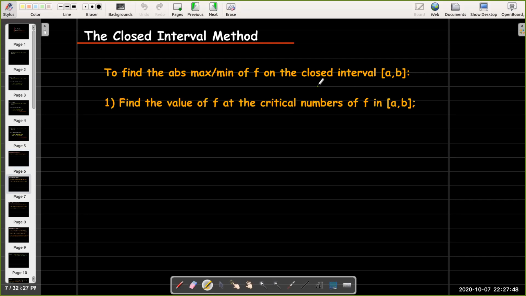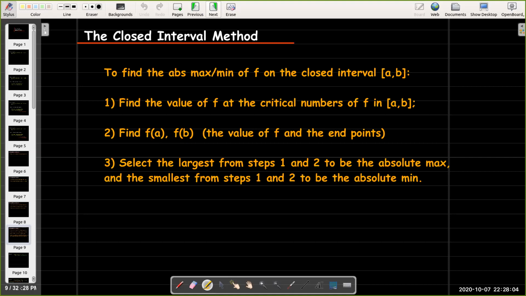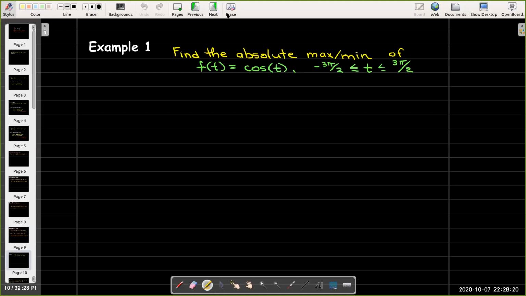So the first step is to find the value of f at the critical numbers of f in the closed interval. Then we find the values of f at the endpoints, f of a and f of b. And then we simply compare. We'll have a list of numbers to look at, and among all those values, we choose the largest to be the absolute max and the smallest to be the absolute min. And that's all there is to it. So let's look at some examples.